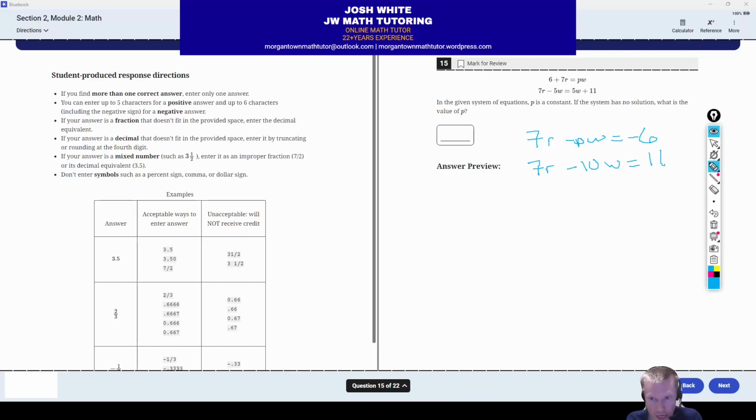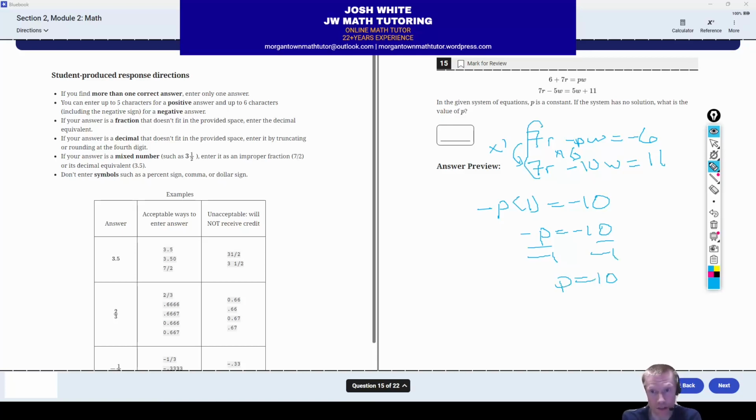You can either notice that the multipliers, when you have a system of two equations in standard form, on x and y are the same number when it's no solution, but the number on the right side is different. So here, 7r to 7r, the multiplier is just 1. That means negative p times 1 has to equal -10. In other words, negative p equals -10, or p just has to equal 10.